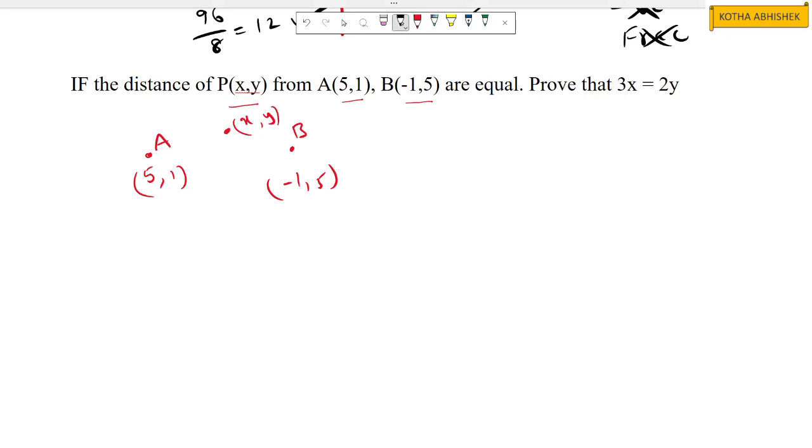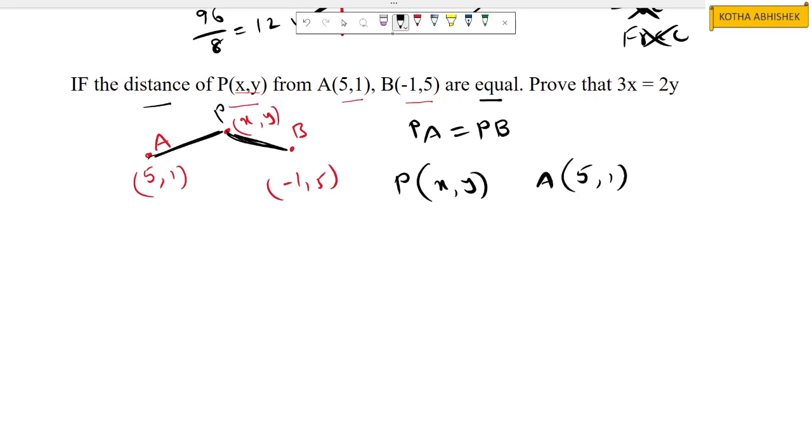It means this point, if I take it as P, this PA distance and this PB distance both are equal to each other. So PA equals PB. Sometimes in the exams, instead of giving distance equal, they will give a single word, equidistant. So be careful with that word. Now PA equals PB. So let us find out first PA distance. Point P has x comma y and point A is 5 comma 1. So here this I am taking as x1 y1 and this I am taking as x2 y2.